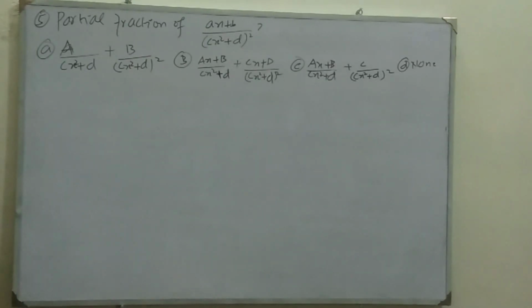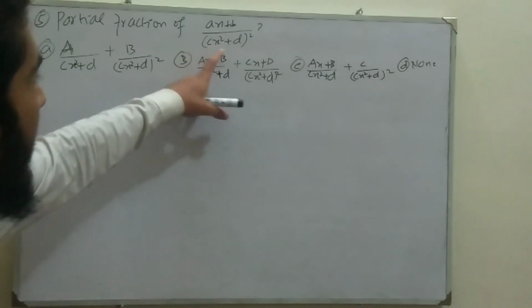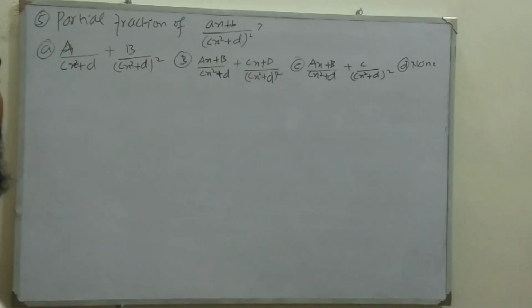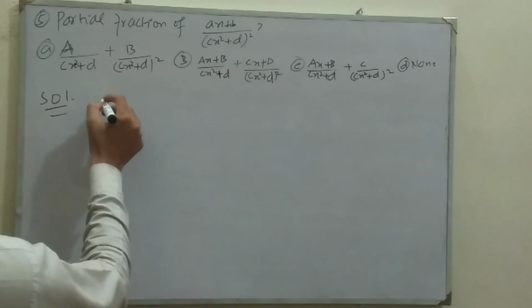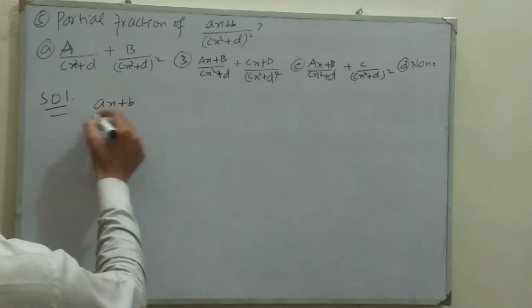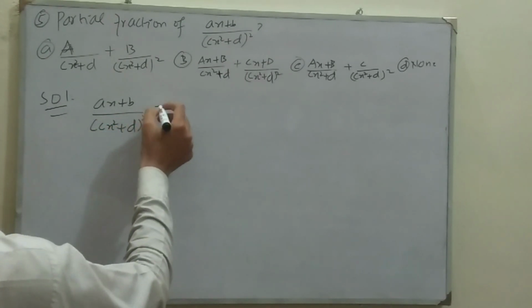So MCQ number 5 is related to partial fractions, class 10 chapter number 4. It asks for the partial fraction form of (ax plus b) divided by (cx squared plus d) whole squared. So taking the solution, we take the given fraction (ax plus b) divided by (cx squared plus d) whole squared.